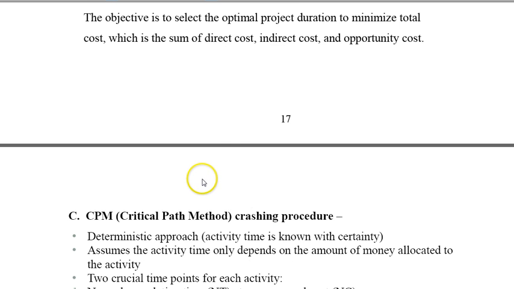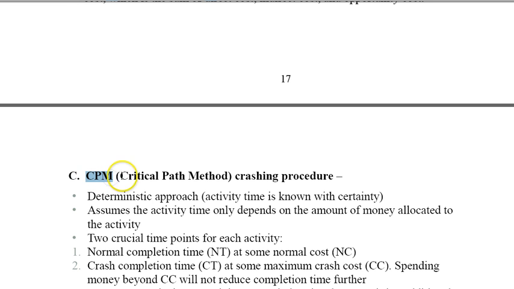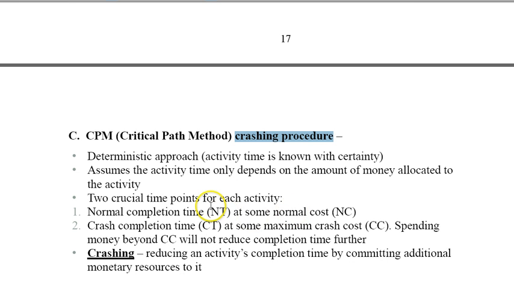Okay. So the method we're going to use is called the CPM method, the critical path method, crashing procedure. And this is a deterministic approach. So we assume that activity durations are known in advance. There is no probability distribution associated with them. Activities are known with certainty. We assume that activity time only depends on the amount of money allocated to the activity, so that we can control the duration of the activity by how much money we spend on it.